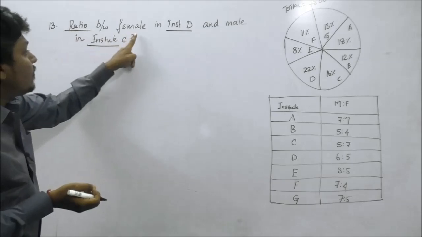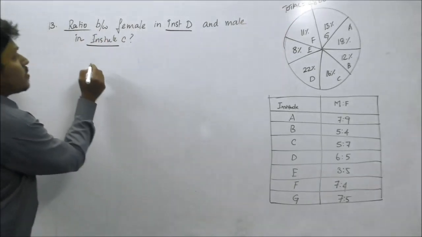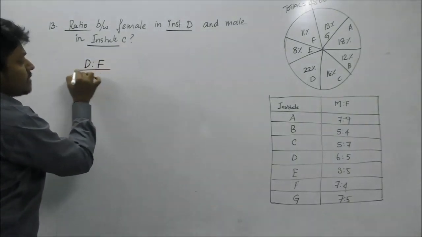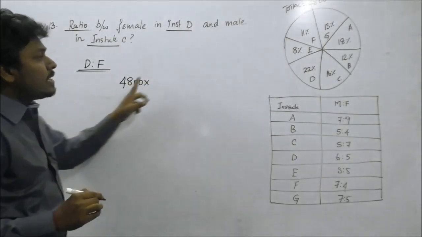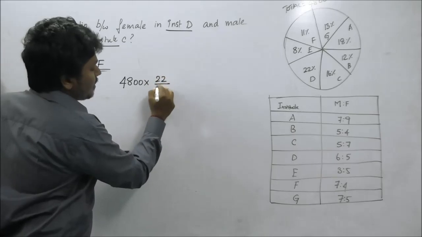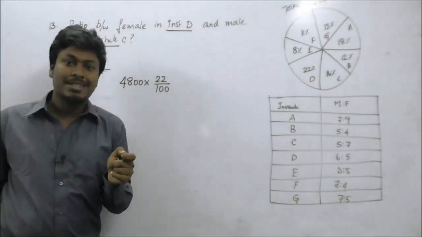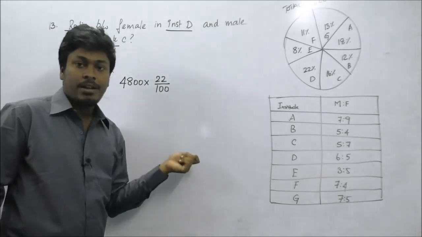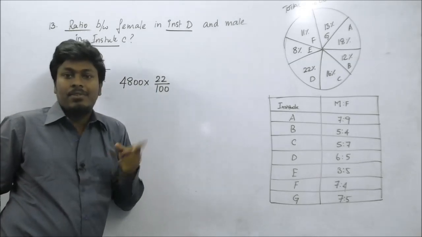See here, females in institute D. What is the total? It's 4,800. I am just going to calculate institute D females, where the overall is 4,800. In institute D, what is the percentage? 22%. So 22 divided by 100. The biggest drawback of 90% of students is that they calculate this first, and again from the value they calculate for the ratios. If you do both, I hope definitely 40 seconds may be taken for one question.